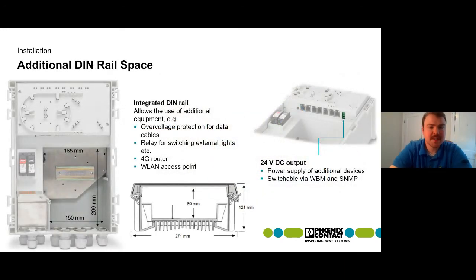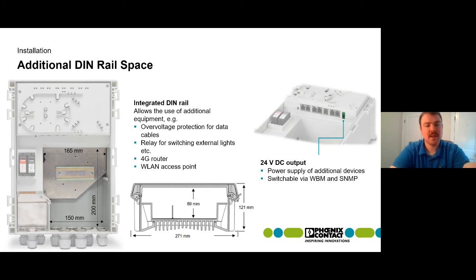This is probably the biggest feature from a flexibility perspective with the camera box. There's an additional DIN rail space that is included. So anything that needs to be added, maybe a small UPS, or if you wanted to do wireless backhaul, maybe via cellular, you could put a cellular modem in there. And here you can see the dimensions. So it has a little bit of room to have maybe a couple devices added.